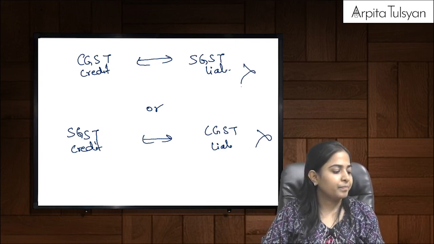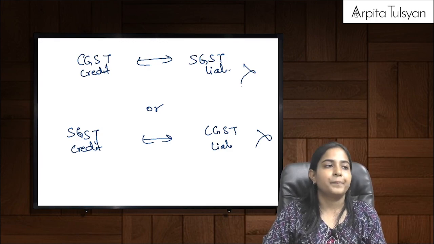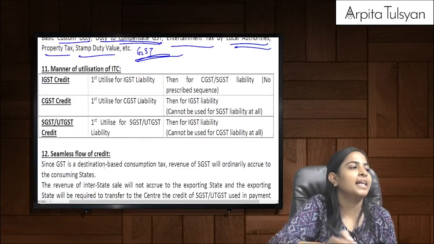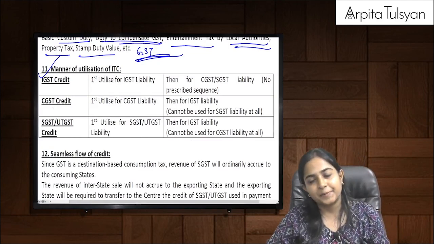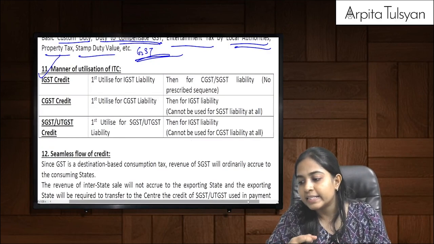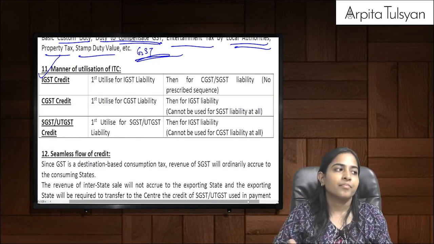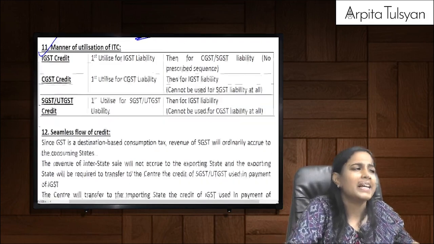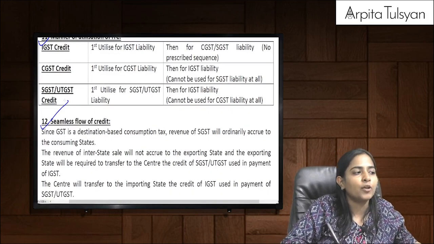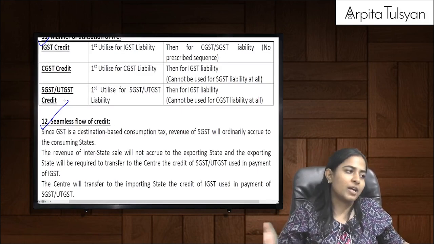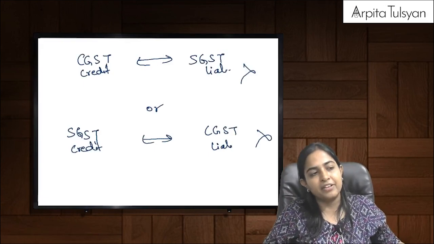Yes. Okay. This is all about the manner of utilization of ITC. Manner of utilization of ITC. I explained it with the help of a numerical example, and I explained a part of the next point also, that is seamless flow of credit. I will take a few more examples, everyone here.